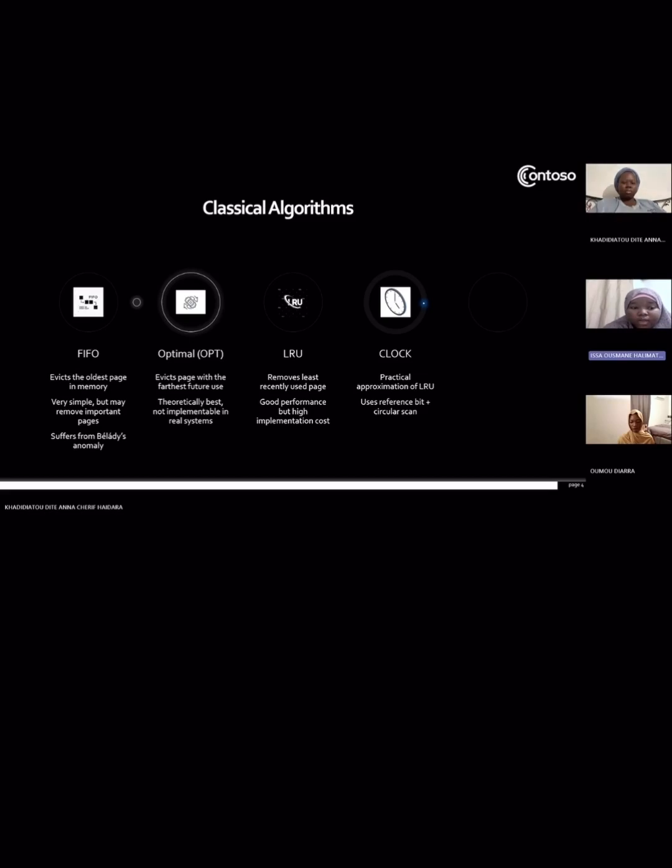And finally, we have the clock, which is a practical approximation of LRU. It uses a reference bit and a circular scan to decide which page to remove. It keeps a good balance of performance and a low cost, which makes it very popular in real operating systems.